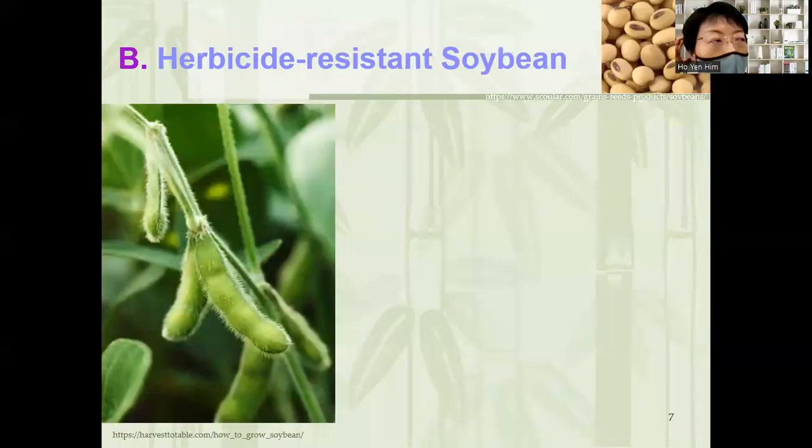Okay, so that's for GM salmon fish. Now we want to look at GM soybean that is herbicide resistant. So this is the soybean inside. So this is the bean, inside is the soybean, and this is the plant. So how to make the herbicide-resistant soybean?